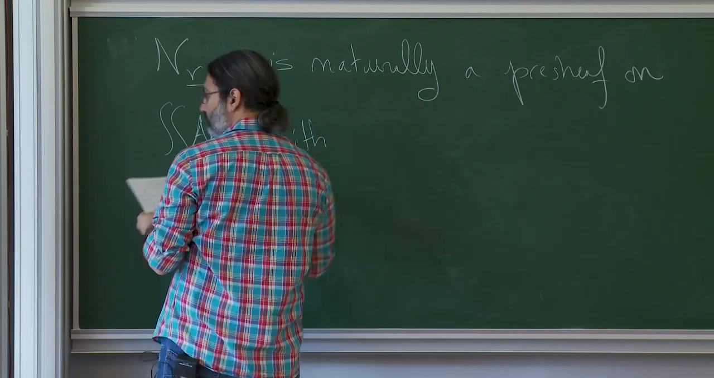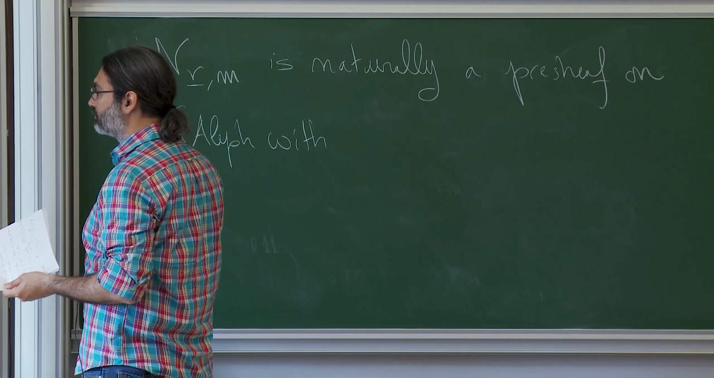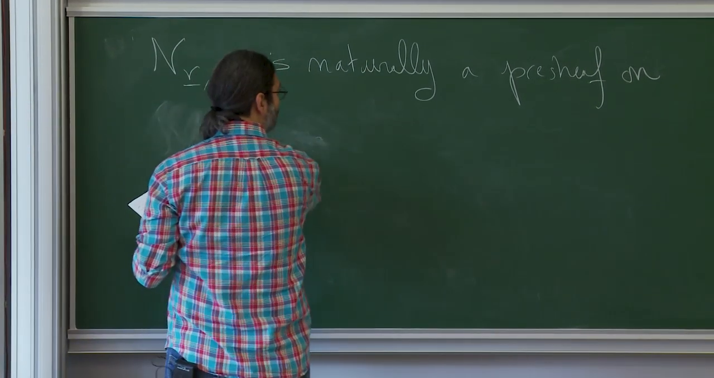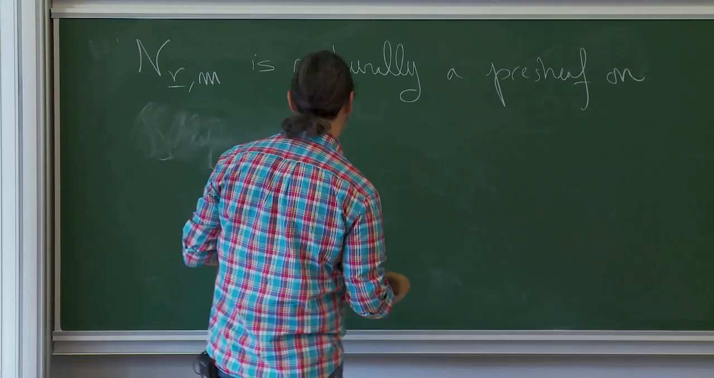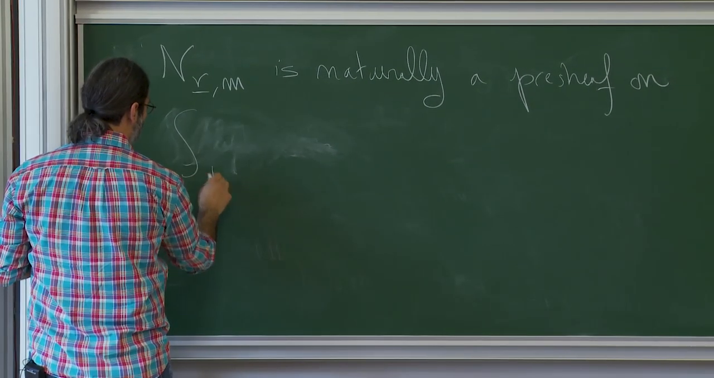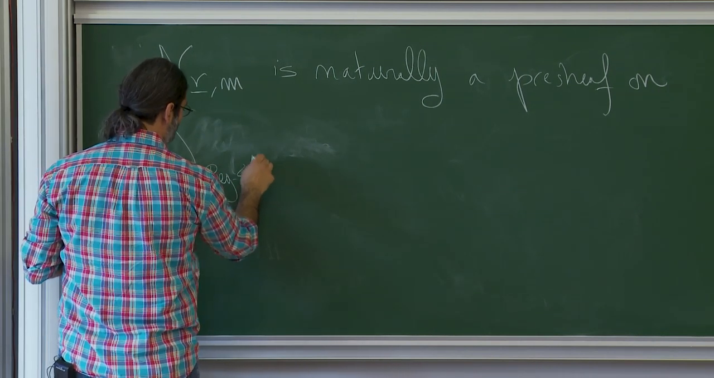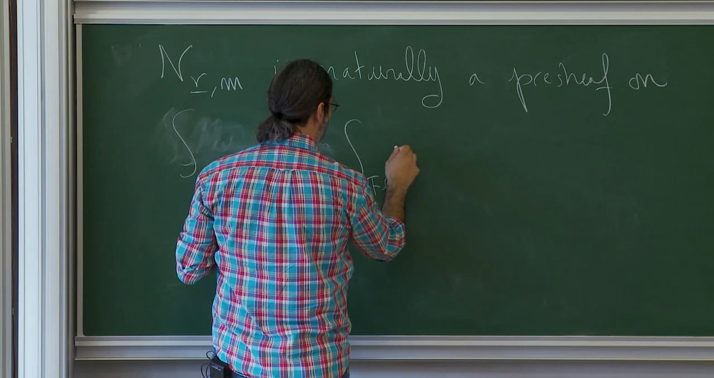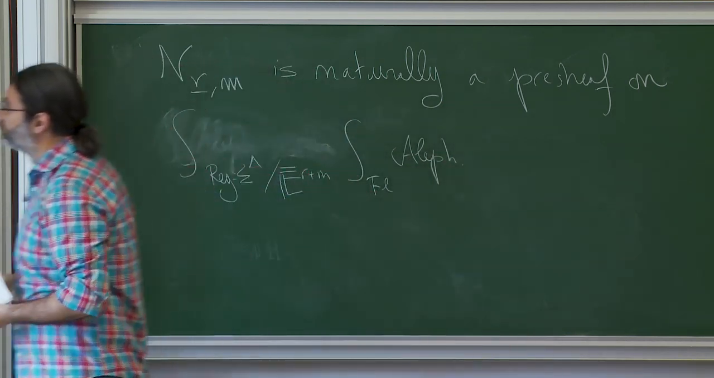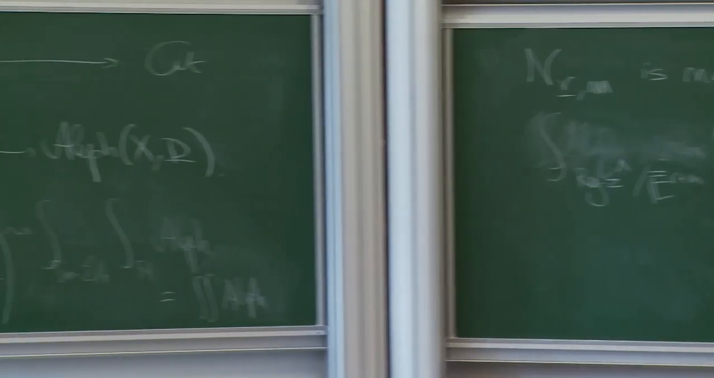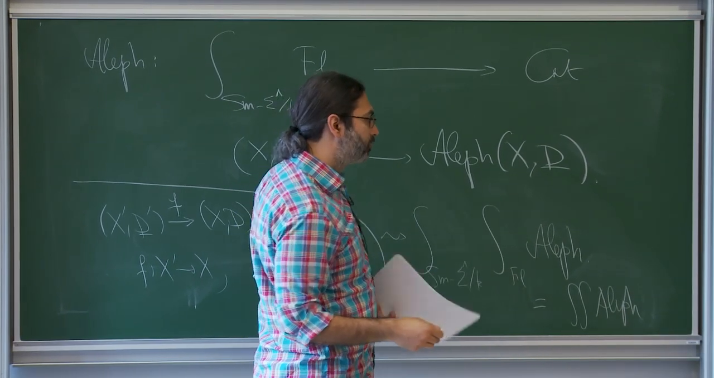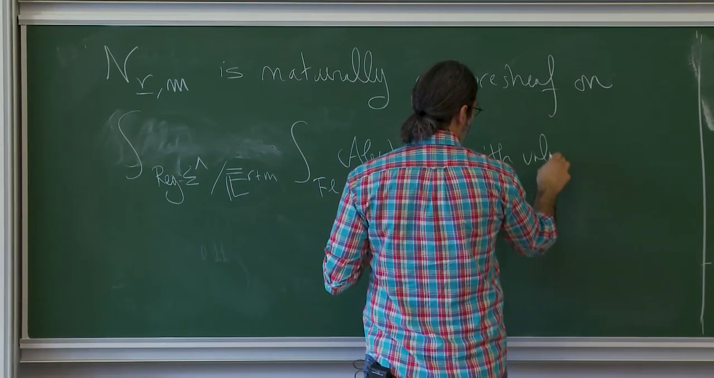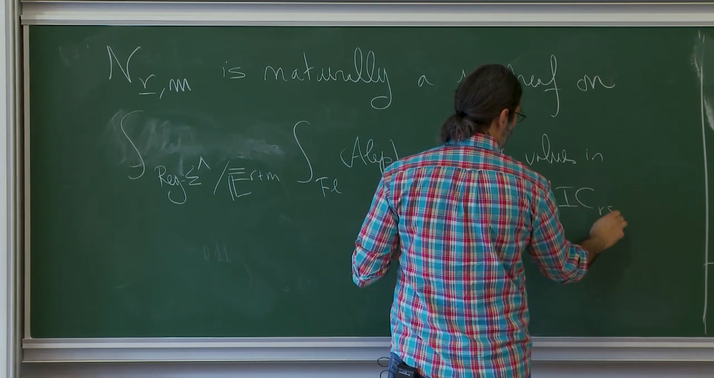Sorry. What did I do here? Okay, so let's see. Maybe I do it like this. I think I have to write it. So it's slightly different than the thing before, but okay. The same thing as before, except that I have to work over E bar R plus M. Okay, so it's a presheaf with values in regular singular modules.